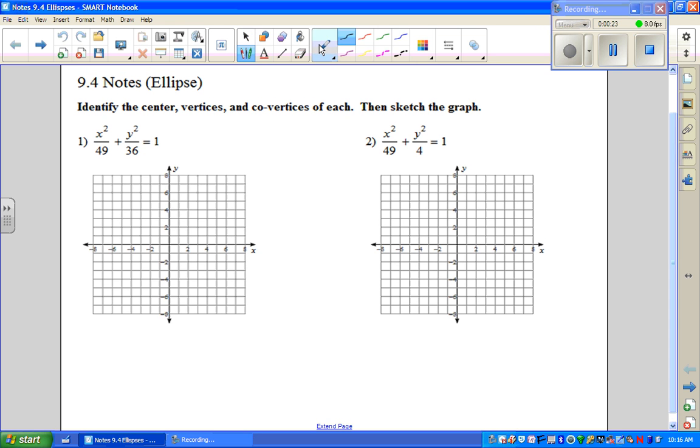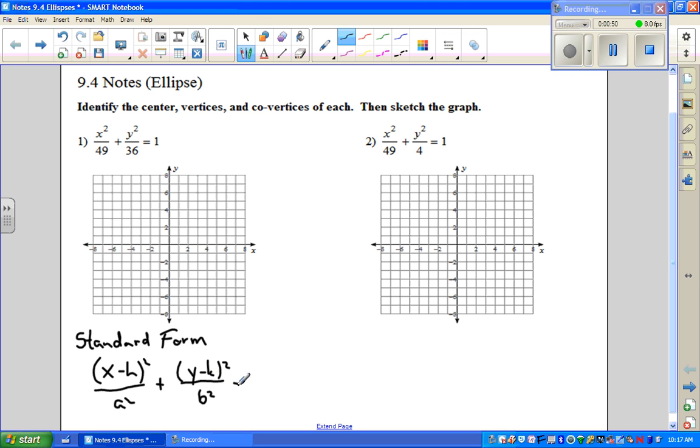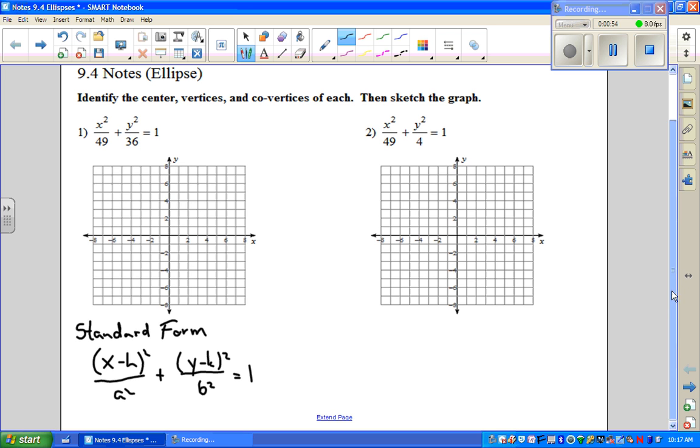So the first standard form that I want you guys to know, I'm going to go ahead and write standard form. It is (x minus h) squared all over a squared, plus (y minus k) squared all over b squared, and it's going to equal 1. So this is the first standard form that I want you guys to recognize, okay?